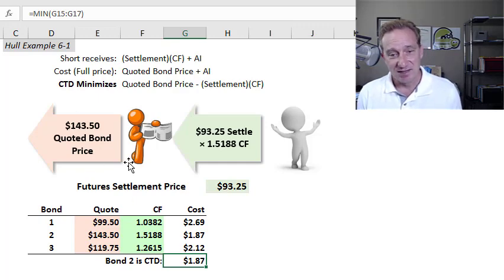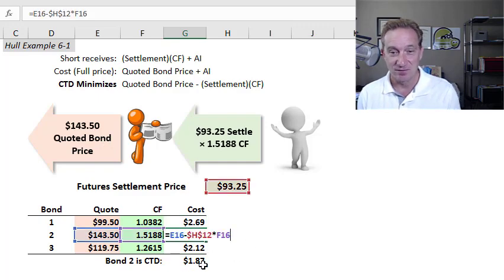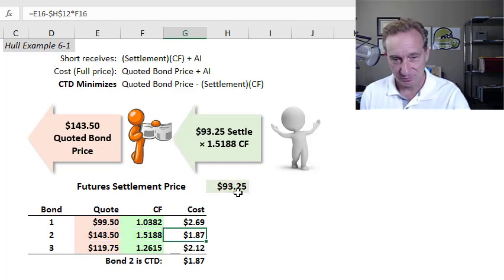And so I did say that the short, in obtaining this bond, goes out to purchase. Of course, they pay the full price. So you can see that's quoted bond price plus accrued interest. But they will receive, strictly speaking, the settlement price times the conversion factor plus accrued interest. And so you can see the accrued interest, as John Hull shows in his formula, washes out. That's why we don't need the accrued interest in the ultimate formula, because it eliminates. So that's the cheapest to deliver concept.